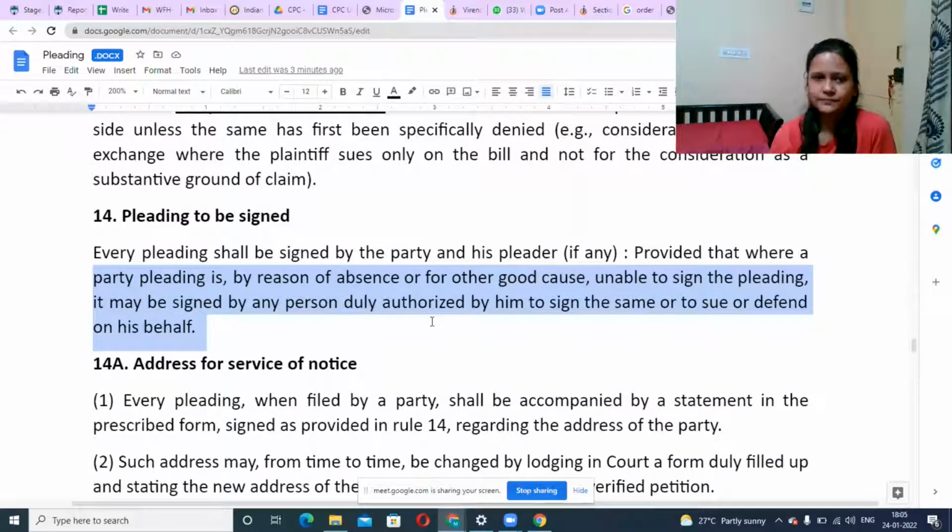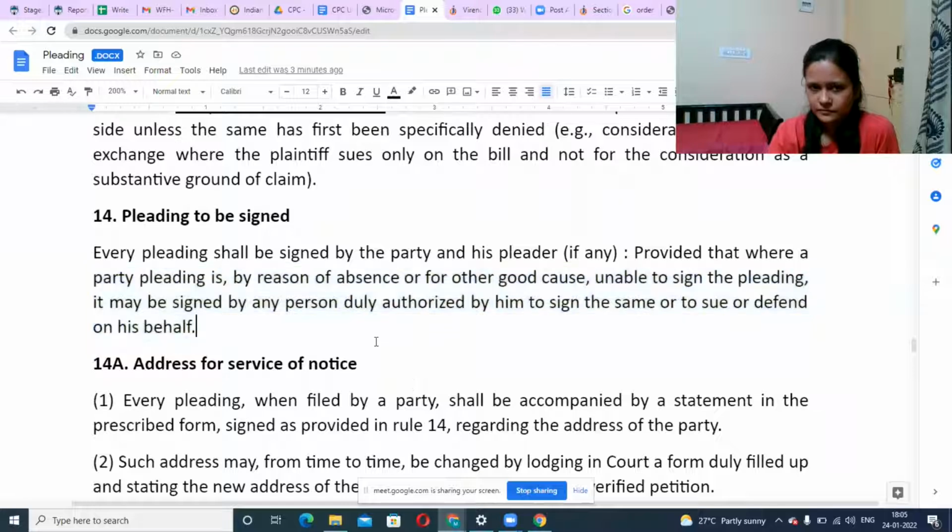But the GPA has to be given for that, isn't it, madam? They can't just simply sign, isn't it? The pleading has to be signed by the person who is submitting, or the agent. But he can't simply sign unless there is an authorization like a GPA, right? Yes, unless and until he is authorized.